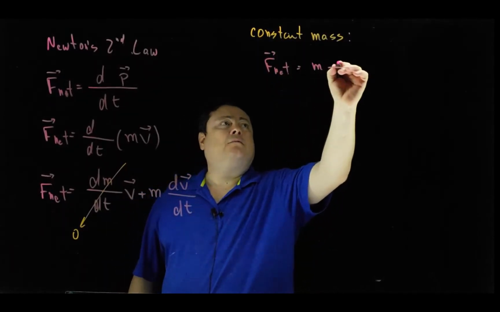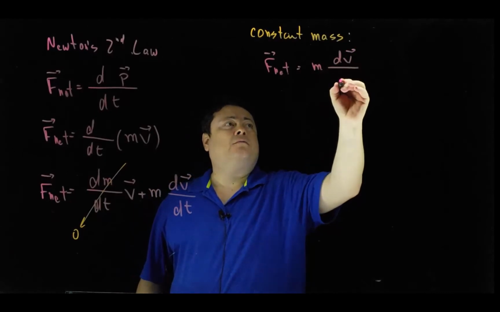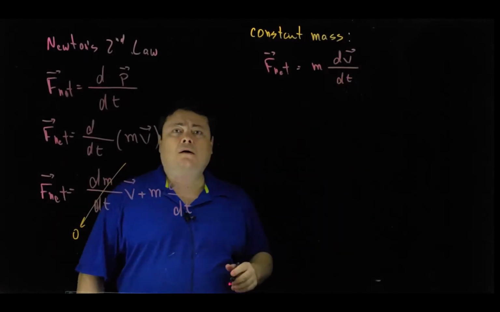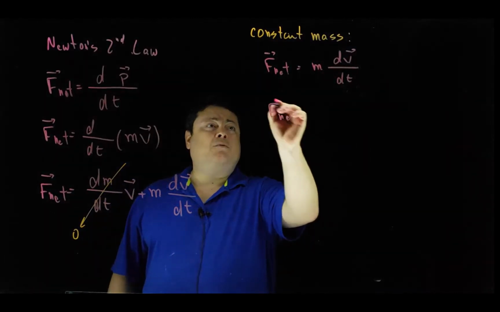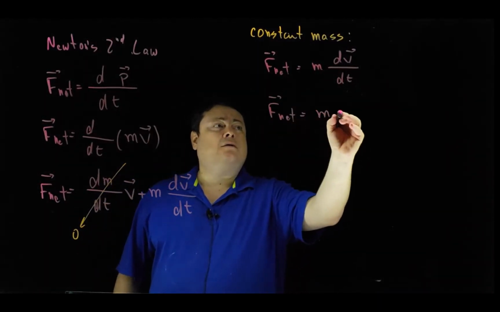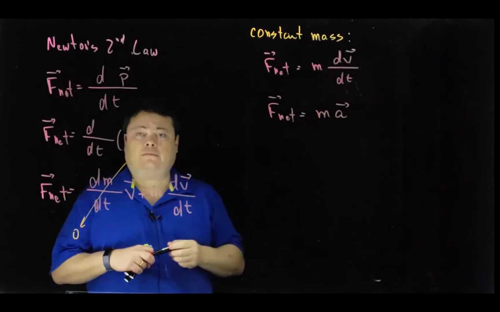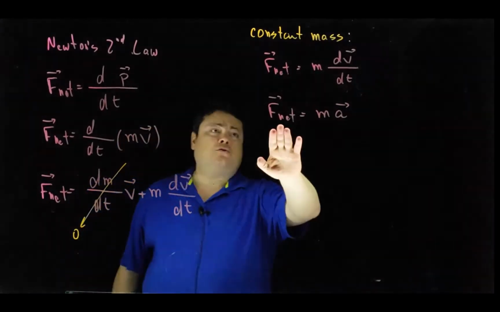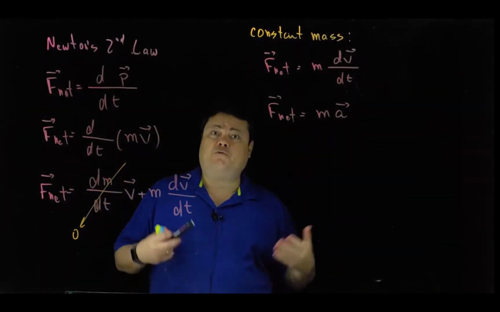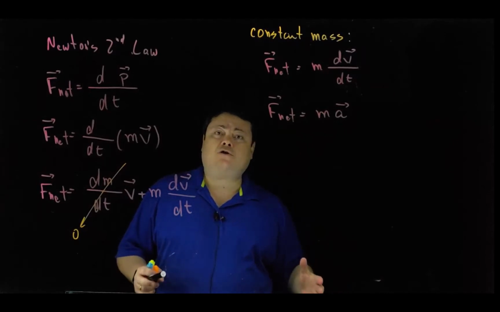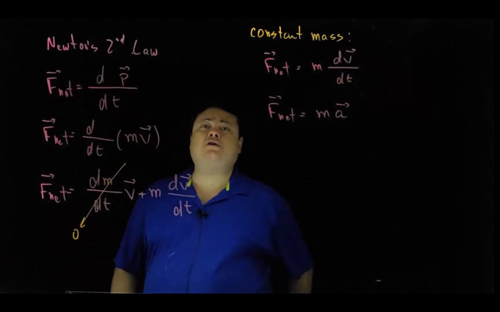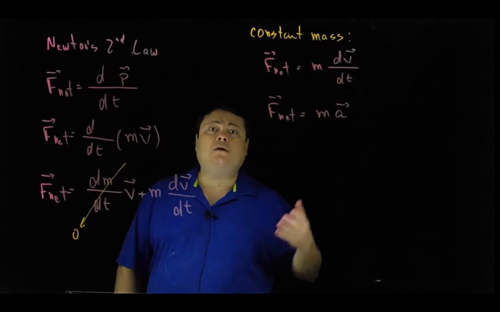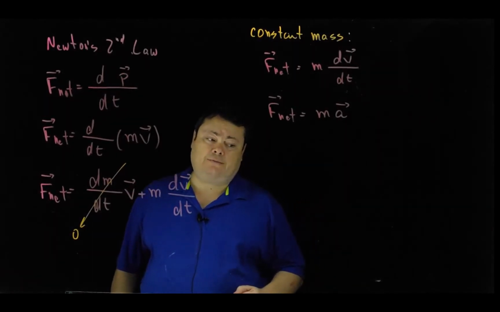m dv/dt. But dv/dt is acceleration. And then we have that net force is mass times acceleration. So as you can see, Newton's second law, the way we've learned and we've been using so far, is actually a particular case of the more general definition, which is changing momentum over time when mass remains constant.